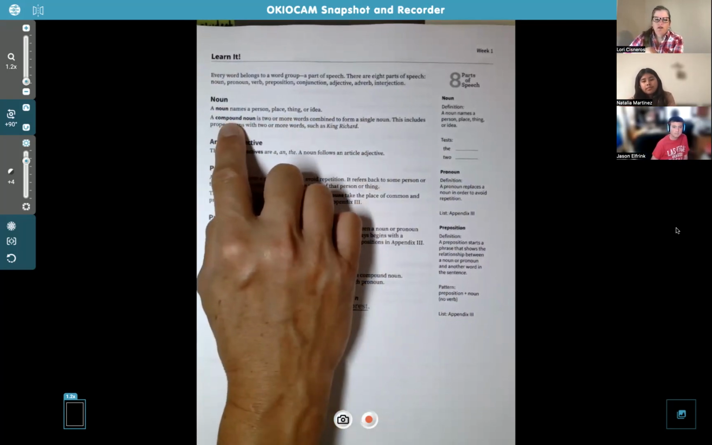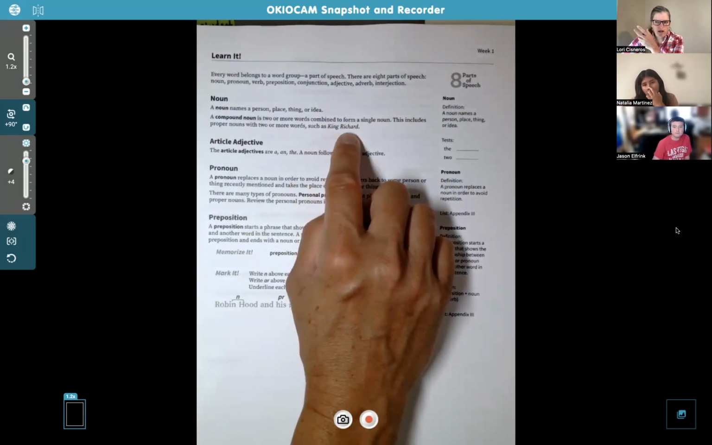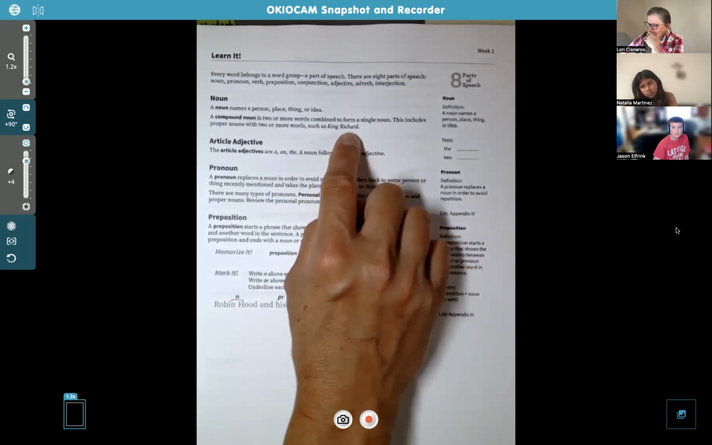There's also something called a compound noun, which is 2 words. And usually it's a proper noun, a name. For instance, right here, King Richard. That's a proper noun. It's 2 words technically, but it's called a compound noun. And we mark it as 1 noun. So another one would be like the Mississippi River. So Mississippi River is the name of the river. So both of those are considered the noun.